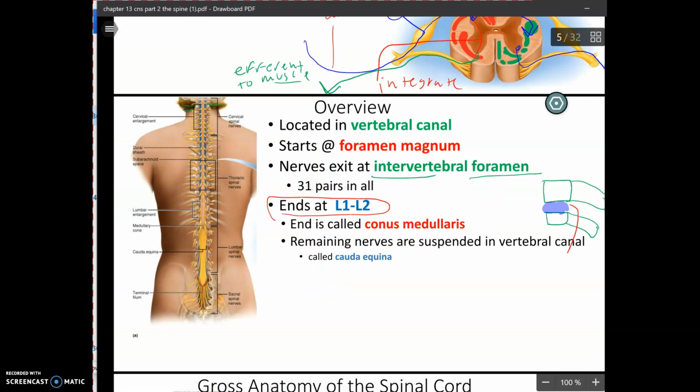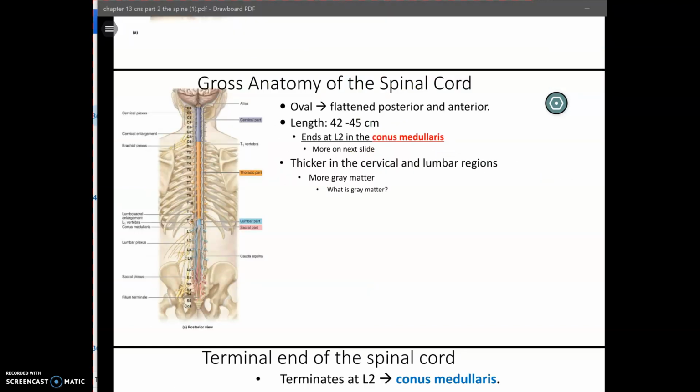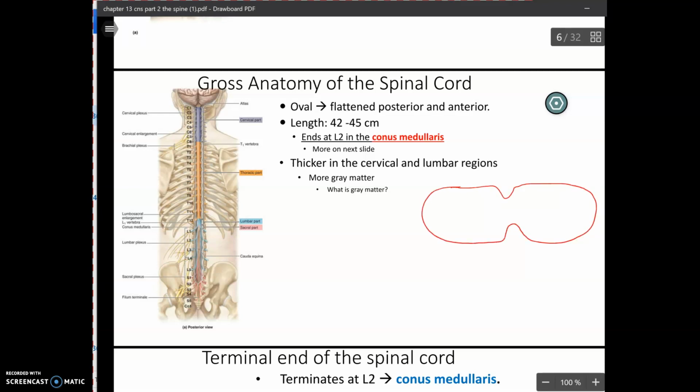So again, here's the spinal cord. It ends right here, which is the conus medullaris. And this remaining part right here is the cauda equina. So see, the spinal nerves continue to exit all the way through the sacrum. So if I were to do a cross section of the spine, it's actually oval. It is dorsally ventrally flattened, or anterior posteriorly flattened. It ends at L2, right there, which is the conus medullaris.